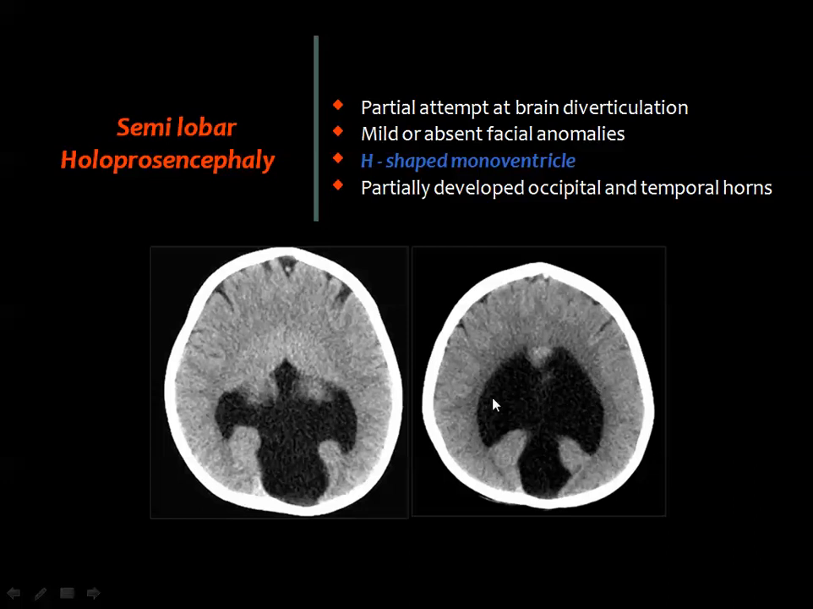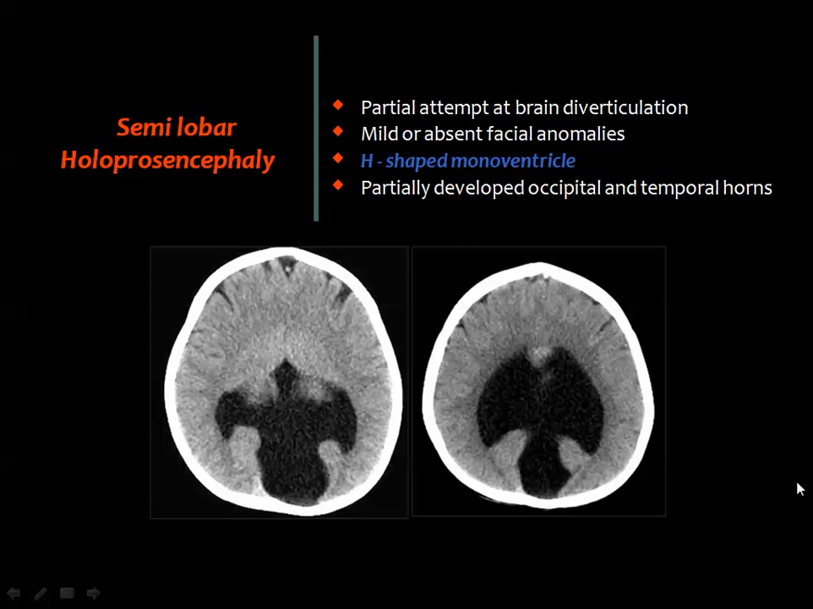The ventricles are still fused across the midline with a classic configuration known as H-shaped monoventricle. The ventricle is a single cavity having the H appearance, and there may be development of the occipital and the temporal horns of the lateral ventricles.